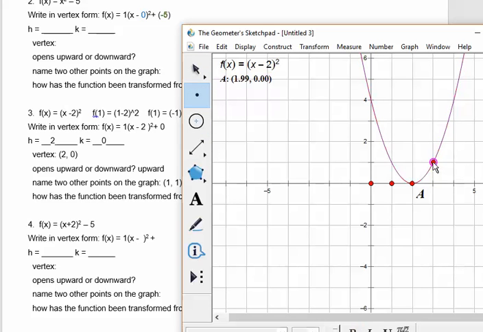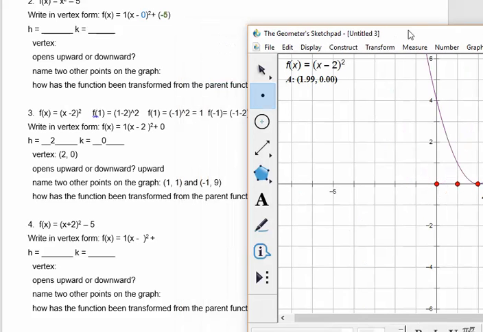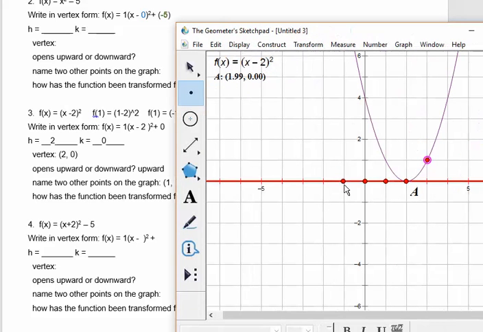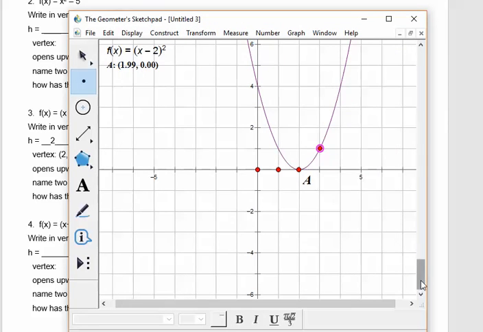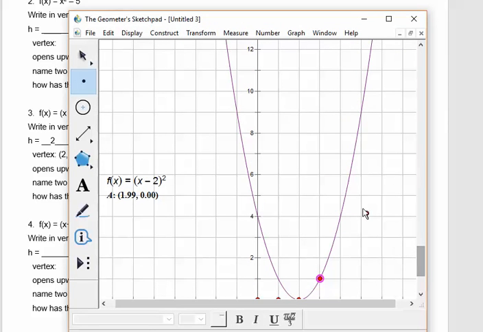That definitely looks like a point. And I also said that (-1, 9). Well, I can't see (-1, 9), but I can scroll up, and here would be (-1, 9) right here. And it does look like that is a point on the graph. Okay, so those are good.